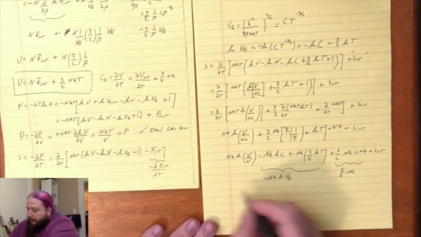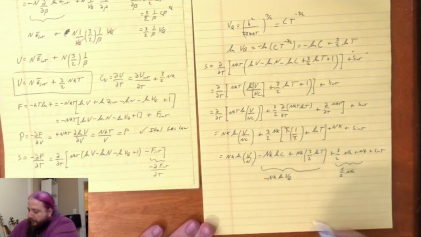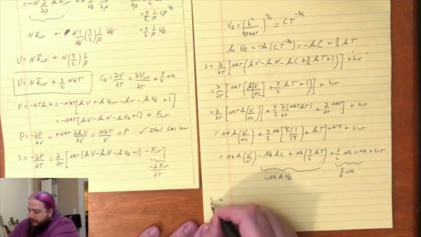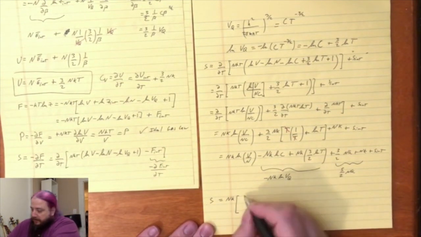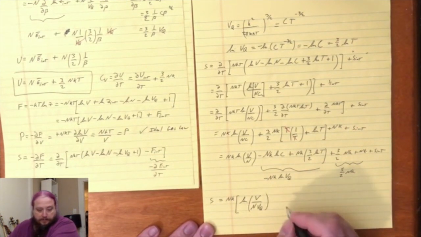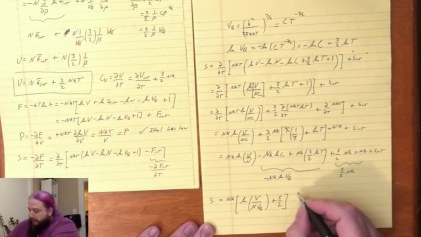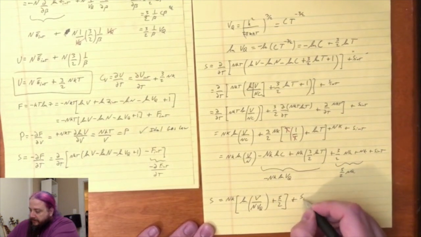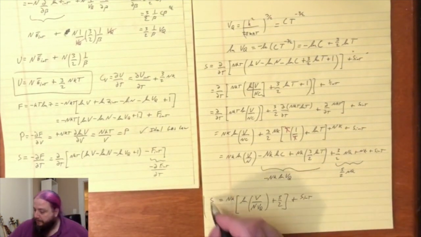And so plugging this all together, what we get is that our entropy is nk times logarithm of v over n quantum volume plus 5/2, plus entropy associated with interior degrees of freedom.